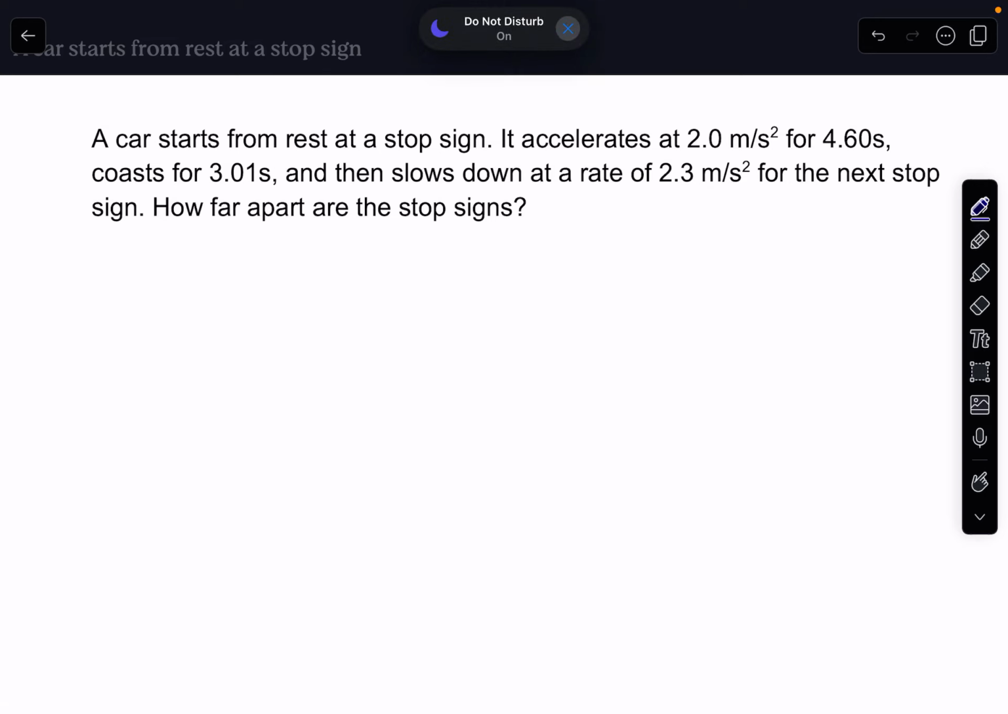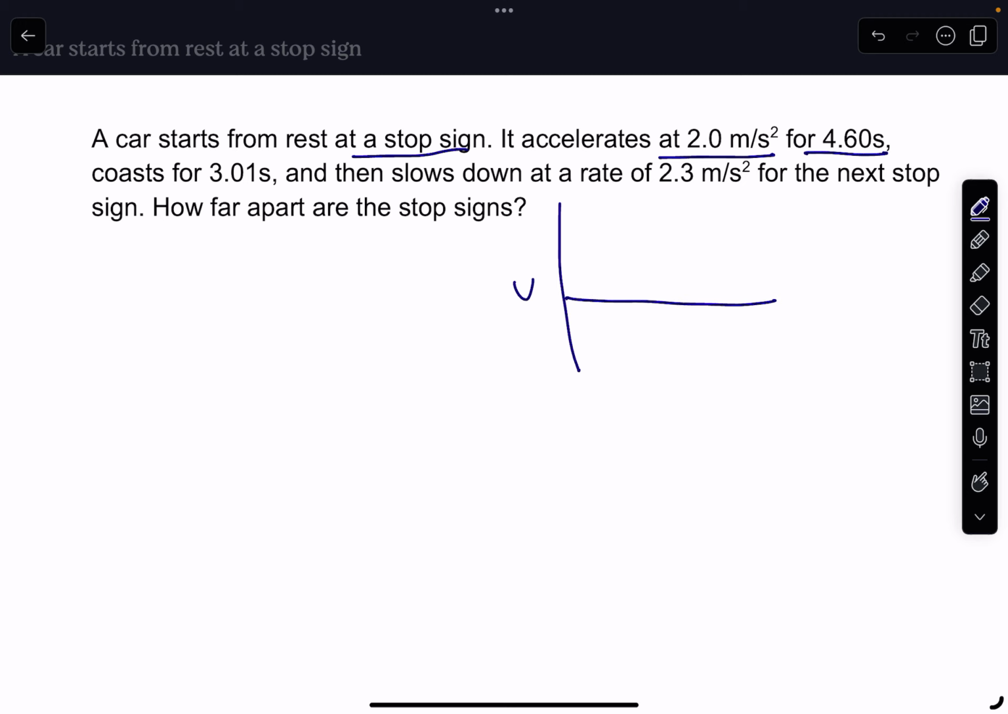All right, this one is a tricky problem, and honestly, thanks to a student, she taught me a better way to do this. So a car starts from rest at a stop sign and accelerates at 2 meters per second for 4.6 seconds. Now, if you think of this graphically, you've got velocity and you've got time, and they're going to accelerate at 2 meters per second for 4.6 seconds.